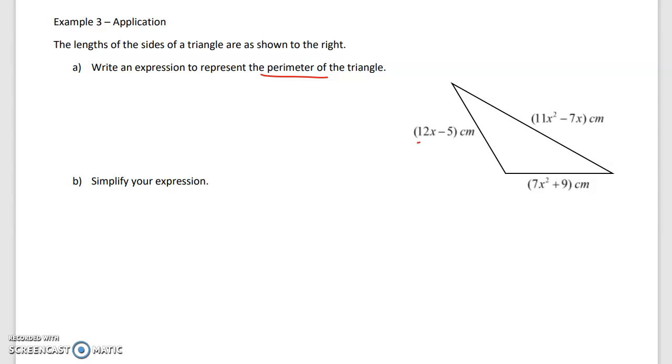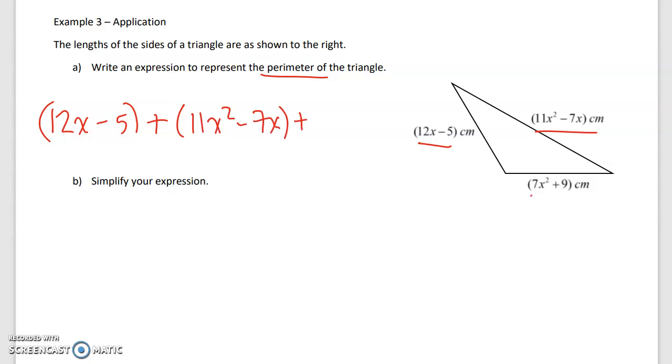So our three sides are 12x minus 5, and we can put these in parentheses if we want, 11x squared minus 7x, and 7x squared plus 9. So that's the expression to represent the perimeter of the triangle. It doesn't equal anything that we know right now. We're just writing an expression.